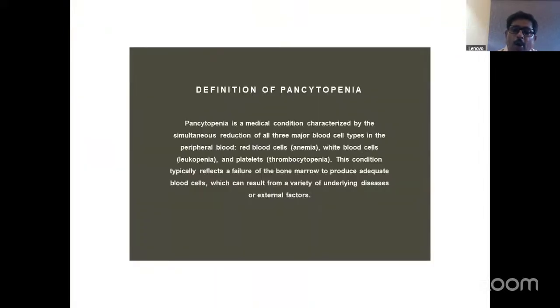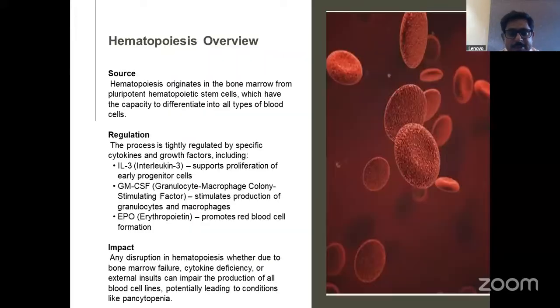So, how do we define pancytopenia? Easily understood. Pan means entire, cytopenia means blood products. So, pancytopenia is a medical condition characterized by simultaneous reduction of all three major blood cell types in the peripheral blood, that is the RBC causing anemia, the WBC causing leukopenia, and platelets causing thrombocytopenia. This condition typically reflects a failure of the bone marrow to produce adequate blood cells, which can result from a variety of underlying diseases or external factors. So, pancytopenia, the whole Pandora's box opened by seeing a CBC.